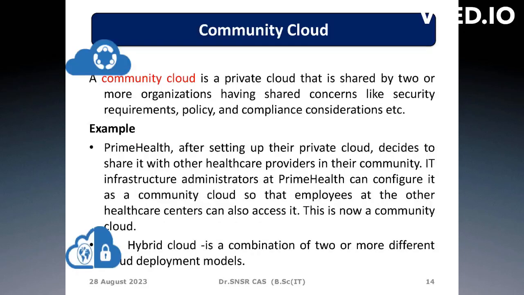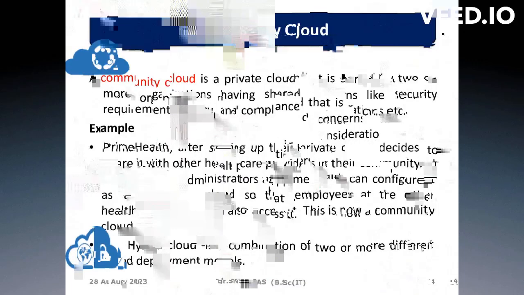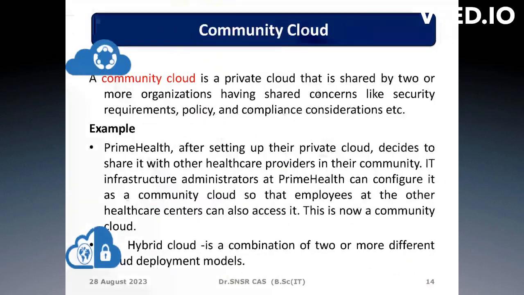The next one is community cloud. It is a private cloud that is shared by two or more organizations having shared concerns like security requirements, policies, and compliance considerations. After setting up their private cloud, Prime Health decided to share it with other healthcare providers in the community. IT infrastructure administrators of Prime Health can configure it as a community cloud so that the employees of their healthcare centers can also access it. This is now a community cloud. A hybrid cloud is a combination of two or more different cloud deployment models.